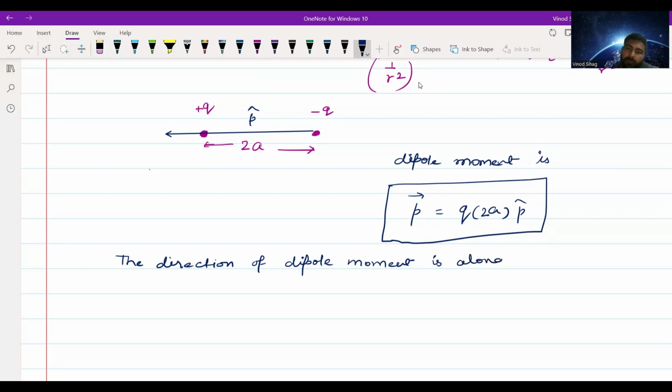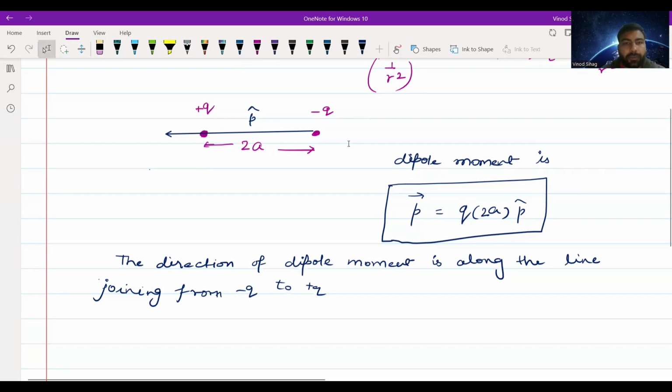The direction of dipole moment is along the line joining, from minus q to plus q. यानी कि जो लाइन ज्वाइन कर रही है माइनस क्यू और प्लस क्यू चार्ज को, तो माइनस क्यू चार्ज से जो प्लस क्यू की तरफ जो लाइन जा रही है, उसी के अलोंग डायपोल मोमेंट का डायरेक्शन होगा.